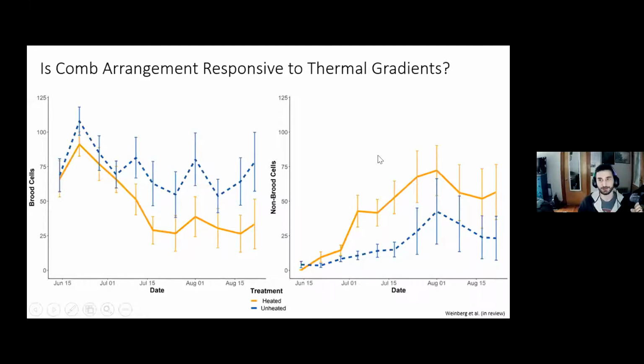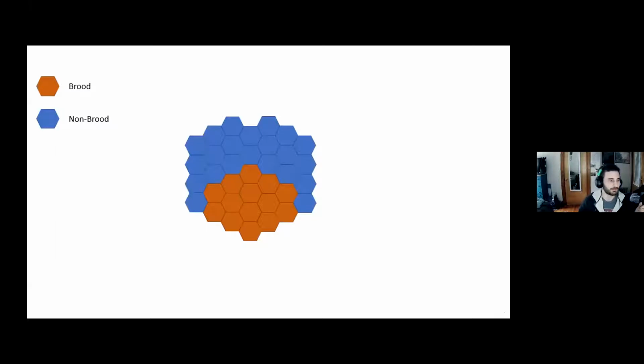And unfortunately, I don't have a fancy publication like Angela did to show you guys, but this is in review and has been submitted. So comb arrangement is responsive to thermal gradients, and it seems likely that brood is driving this, that brood is being moved out of the heated sections, or brood rearing is decreased in heated sections over time. And sort of a mechanism that I think might be driving this.